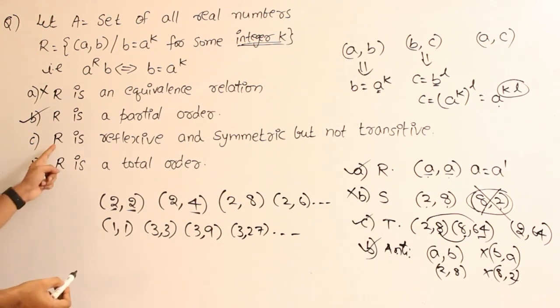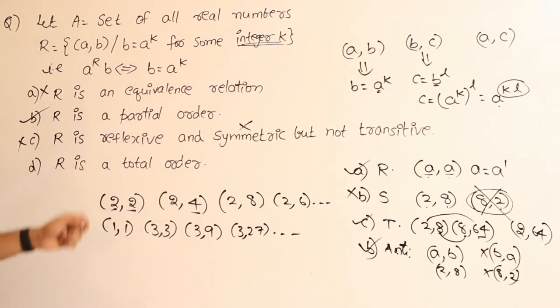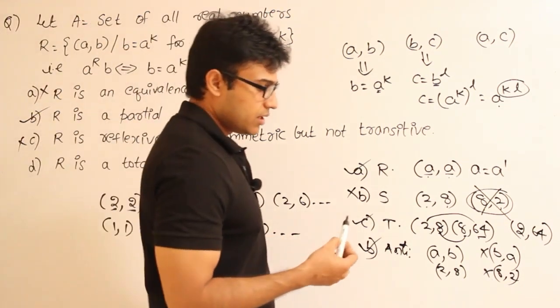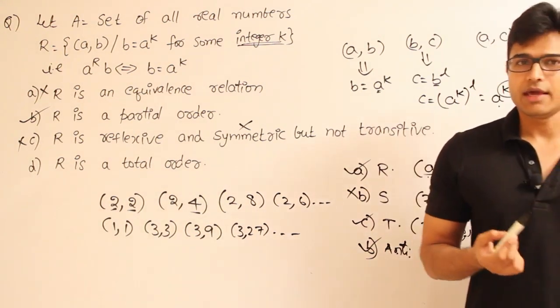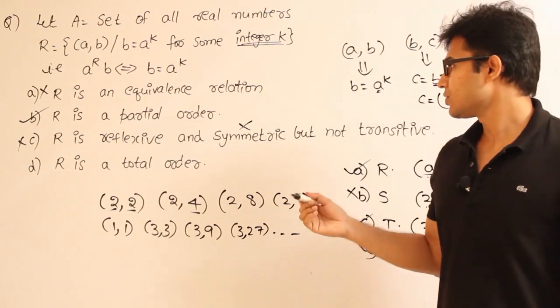Look at option number C. It is saying that it's reflexive and symmetric, but it is not symmetric, therefore it fails. Look at option number D. It is saying that R is a total order. Total order means every pair, or if you take any two elements from the given set A, then they should be related. But then it is not true.